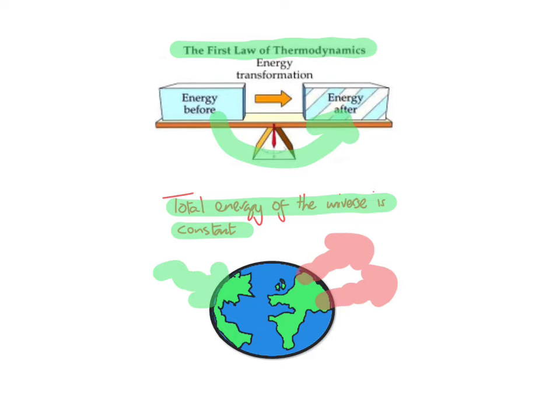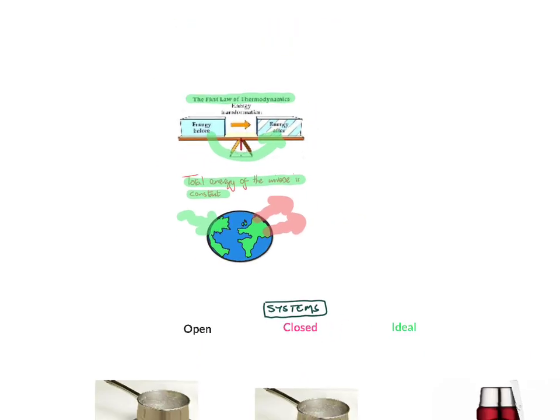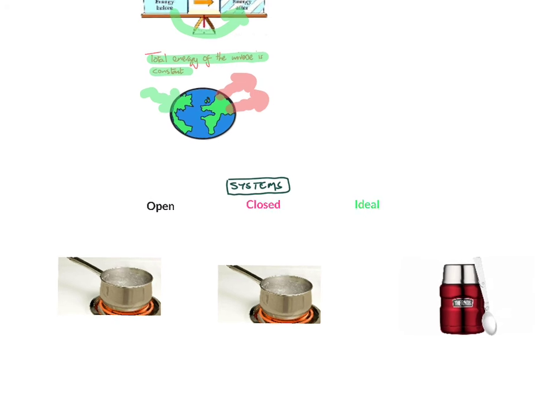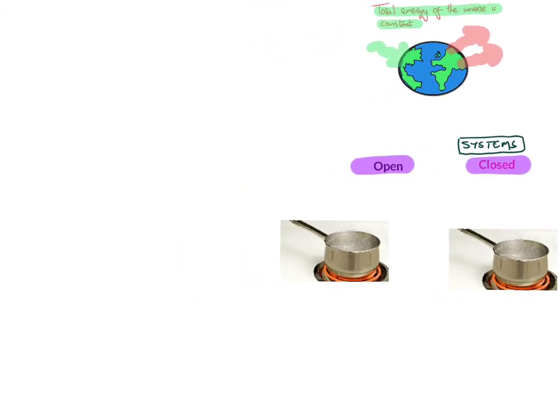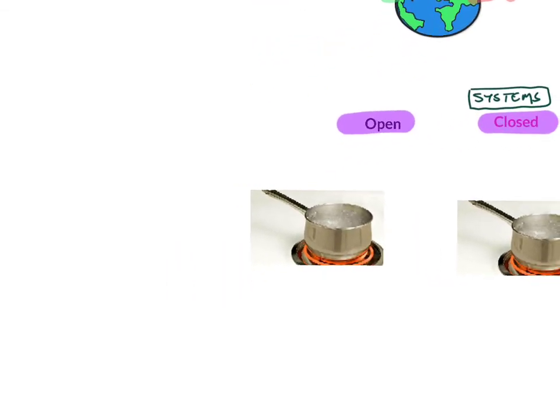So that brings us to a conversation about systems. Now, there are three different systems that I want to talk about here: open system, closed system, and ideal system. So we're just going to go into a little bit of detail and use some examples to talk about what those types of systems are. The first one that we're going to talk about is this notion of an open system. If you look at the diagram shown, this is a very good example of an open system, and the reason for that is because energy is able to leave and enter this system.